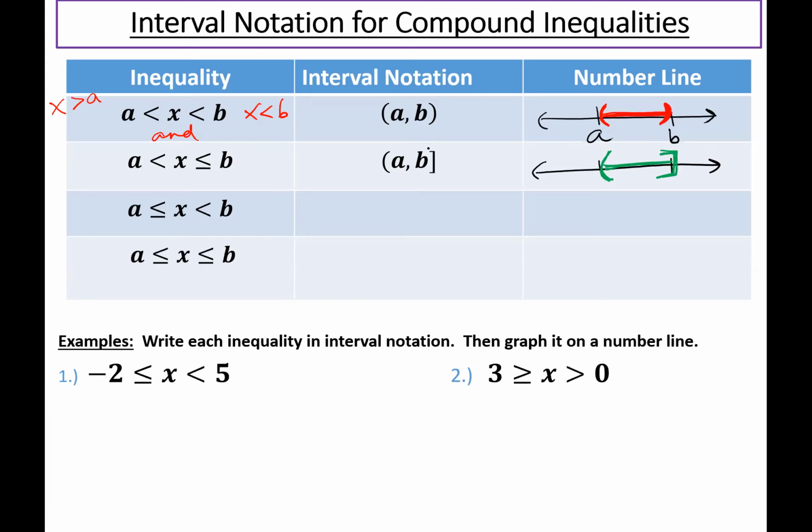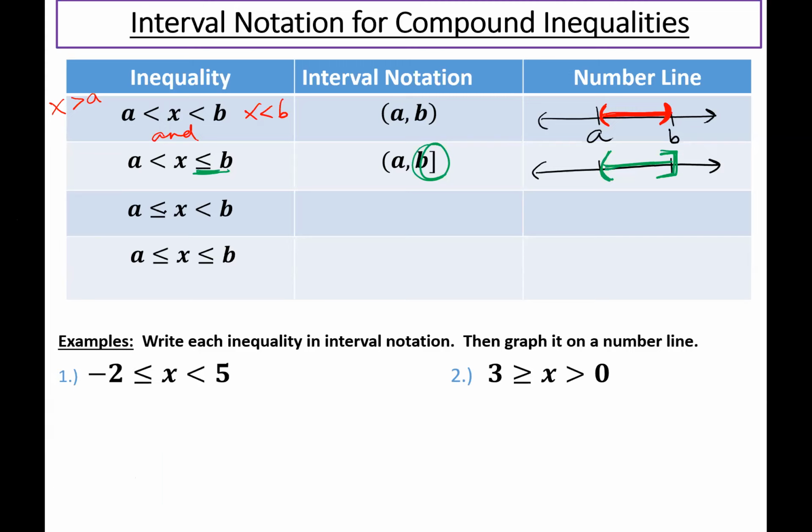Why are we doing that? It's because of this equal sign under the inequality. So again, it's a is less than x, and x is less than or equal to b. So x is in between those two numbers, a and b. There's parentheses around the a because the a is not included. And there's a square bracket around the b because of that equal sign under the inequality. All right, next one.